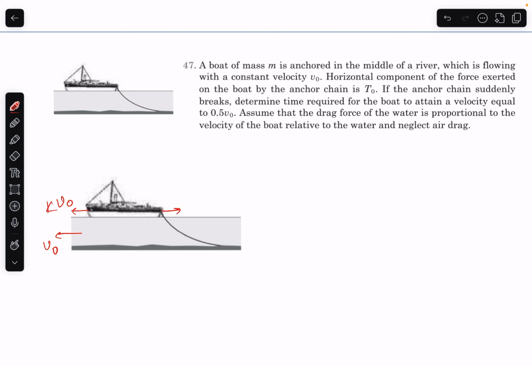Also, the horizontal component of tension due to the chain is T naught. And so we can write that initially, since it is in equilibrium, T naught must be equal to k into v naught.